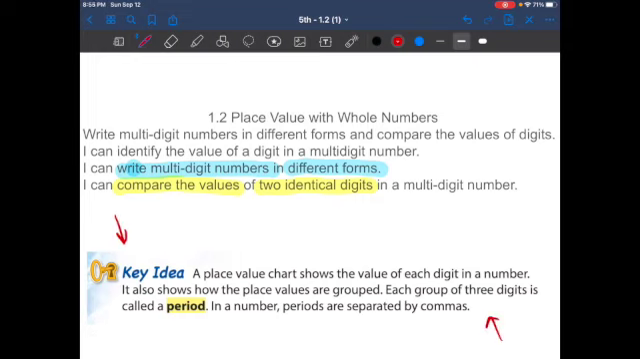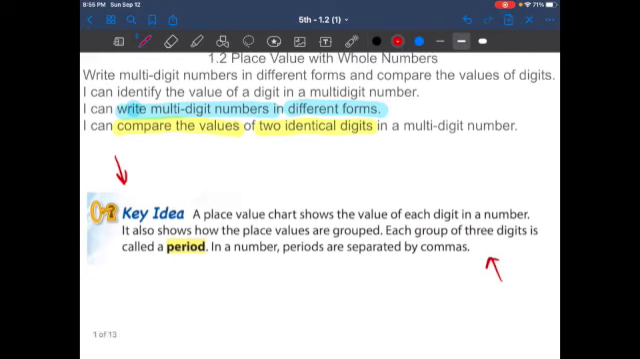So a place value chart shows the value of each digit in a number. It also shows how the place values are grouped. Each group of 3 digits is called a period. In a number, periods are separated by commas. So all that means is if you have the number 1000, right? So these 3 numbers together is called a period, and they are separated by a comma.